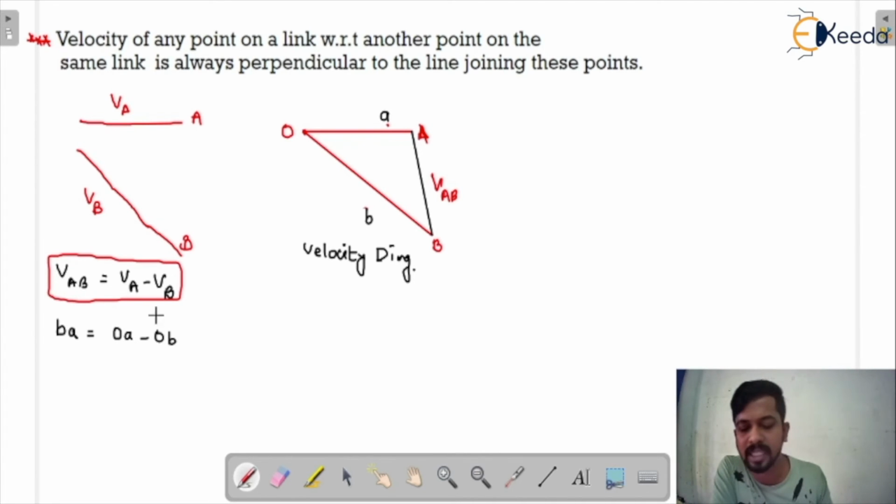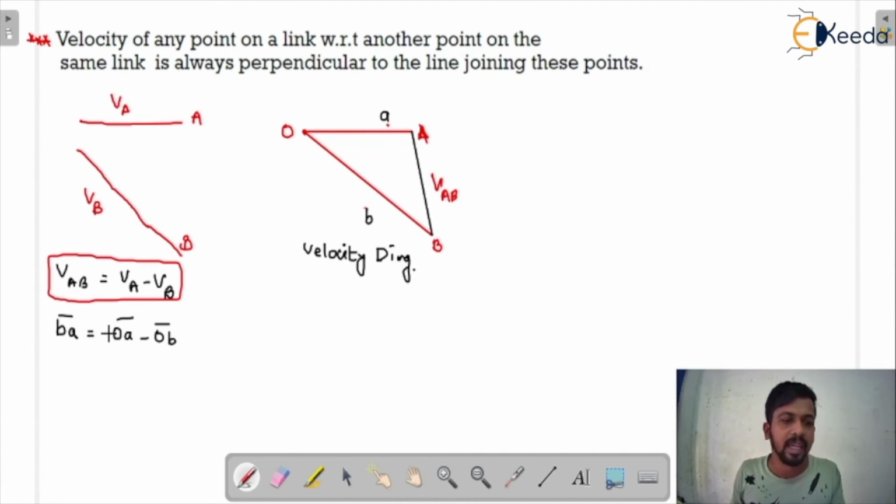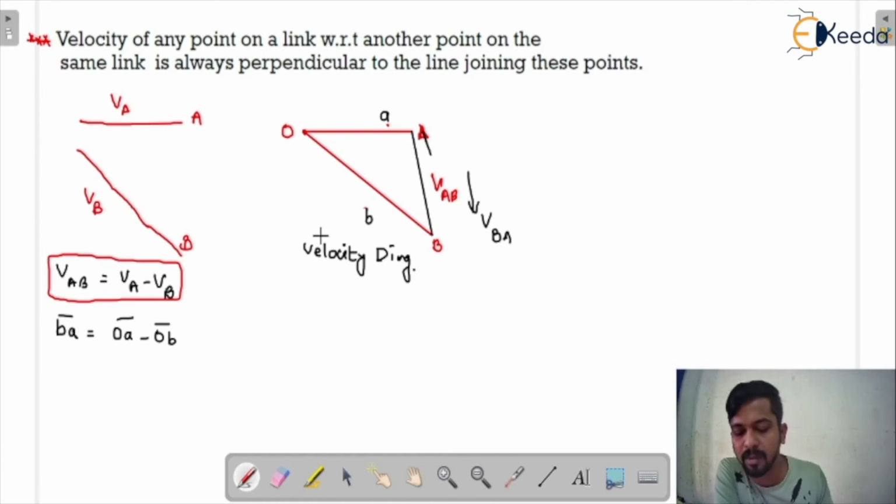This is because velocities are vector quantities. So remember one thing, vab can be written as ba, it can be written as oa minus ob. So that is basically vab, in this direction, and if you want to know the VBA, it would be in the opposite direction. That would be VBA, the relative velocity of B with respect to A. Are you getting my point?